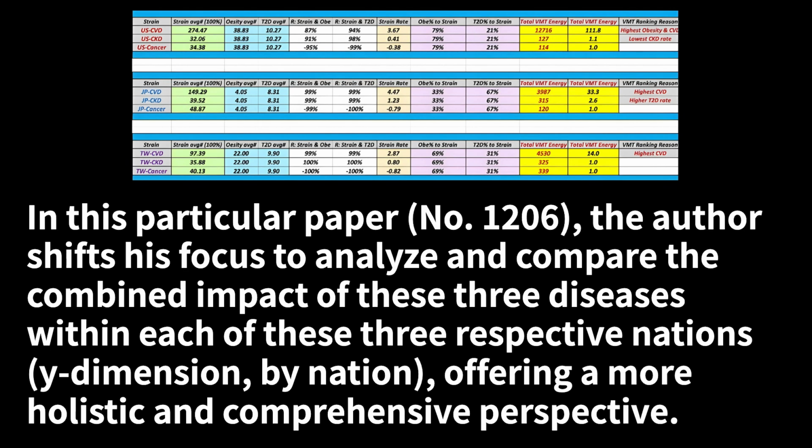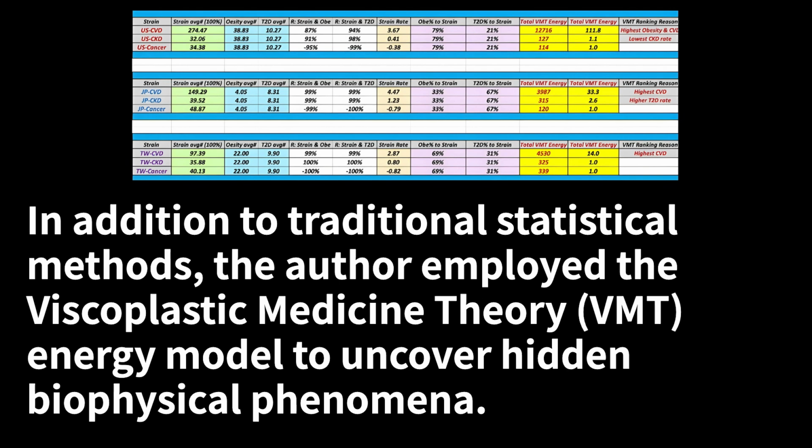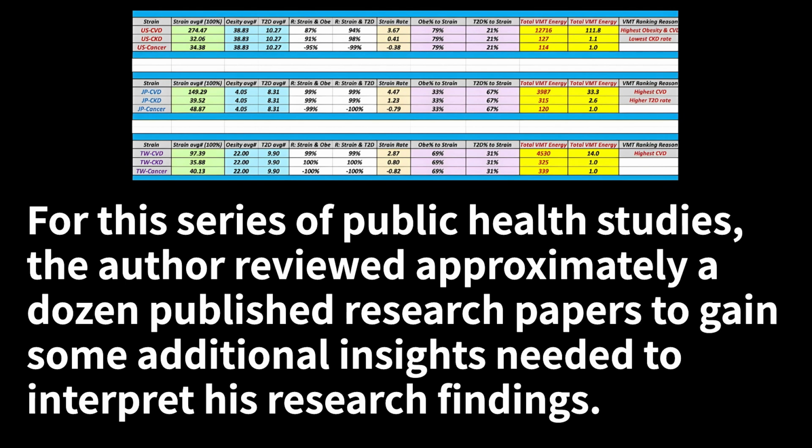In this particular paper number 1206, the author shifts his focus to analyze and compare the combined impact of these three diseases within each of these three respective nations, Y dimension, by nation, offering a more holistic and comprehensive perspective. In addition to traditional statistical methods, the author employed the viscoplastic medicine theory VMT energy model to uncover hidden biophysical phenomena. For this series of public health studies, the author reviewed approximately a dozen published research papers to gain some additional insights needed to interpret his research findings.